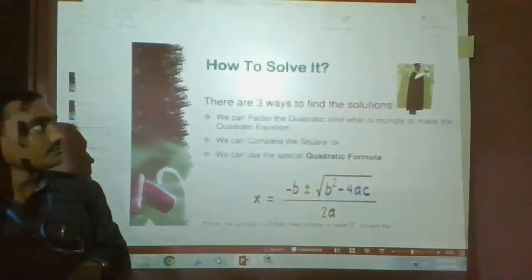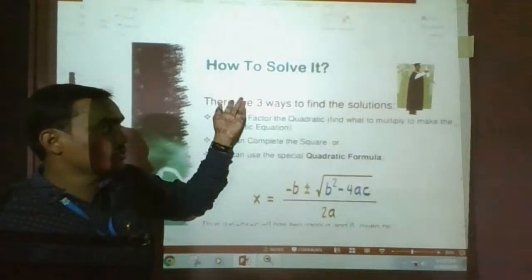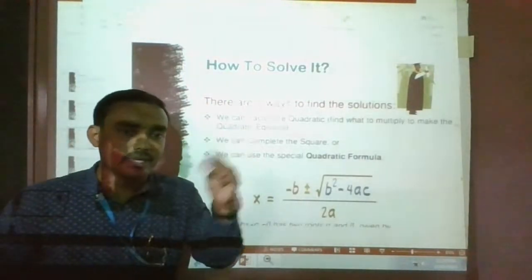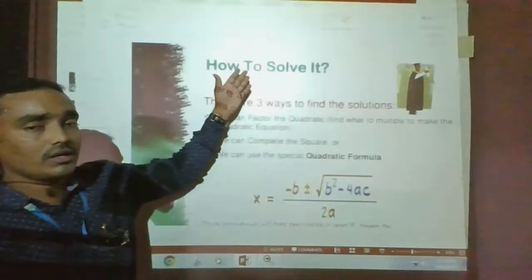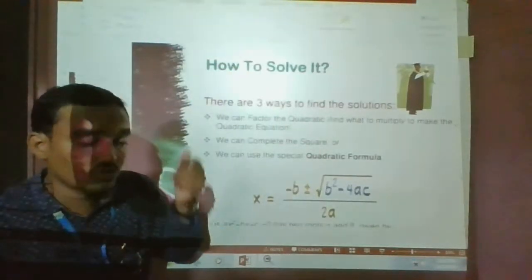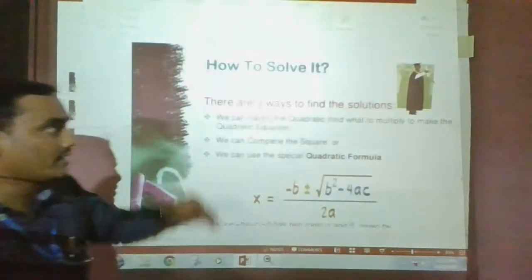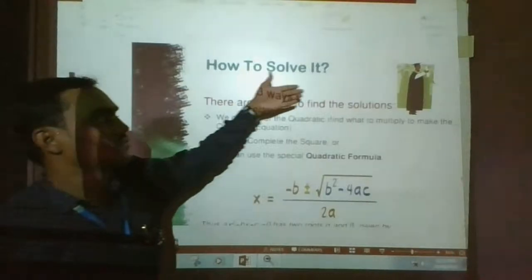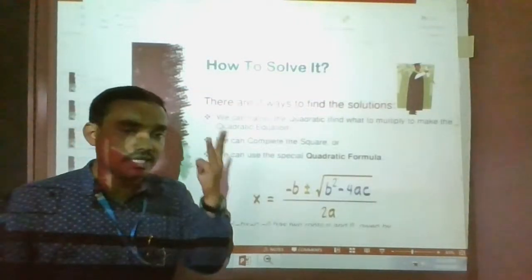Next one. Now how to solve? How to find the value of x? How to solve the quadratic equation, how to find the solution of the quadratic equation? There are 3 methods. There are 3 ways to find the solution. वो value find out करने के लिए हमको 3 methods है वहाँ पर.